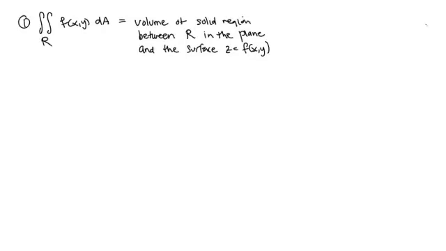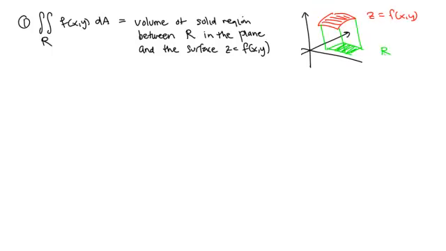Now, before we look at a couple of examples, I'd like to at least summarize a couple of important properties that come out of this definition of a double integral. Now, our basic geometric interpretation has been that this is the volume of the solid region between R in the plane and the surface z equals f of x y. But that makes sense only if the surface is above the xy plane. If the surface was below the xy plane, then the double integral would be negative, since all of the z values are negative, in which case this double integral would represent the negative of this.